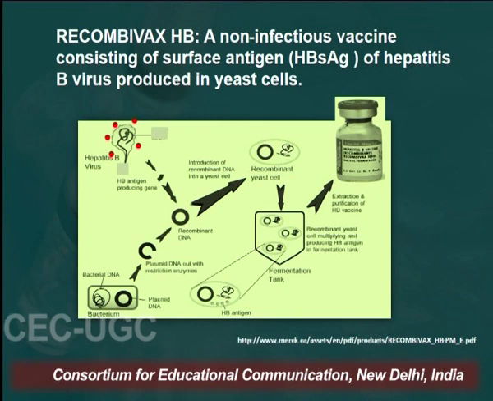So these surface antigen proteins are then isolated and purified from these host cells, and then they are packaged into the Recombivax HB vaccine. So whenever these ampules or doses are given to the patient, they will immediately activate the antibodies or the immune system against the hepatitis B virus, because these viruses also contain surface antigens or surface proteins which are present in this one.